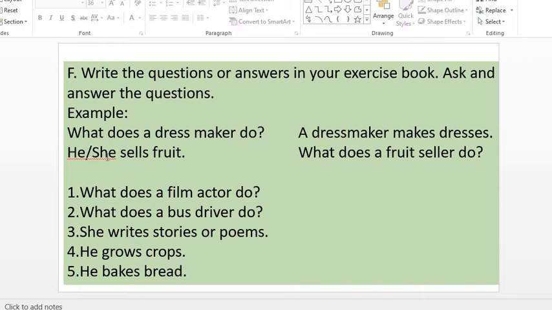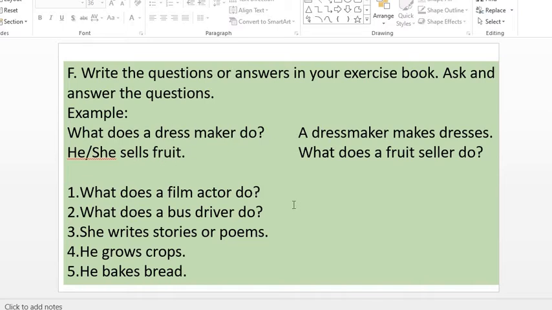And here is the answer. Here is an answer and we have to make the question. He or she sells fruit. How can we make a question for this answer? We can make the question by writing, what does a fruit seller do? A fruit seller sells fruit.